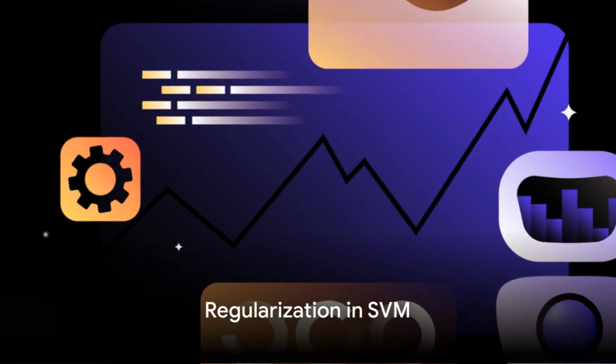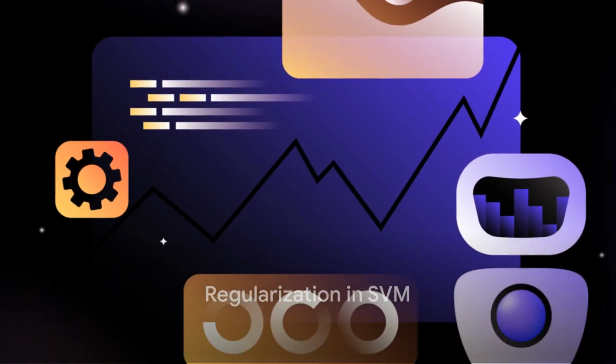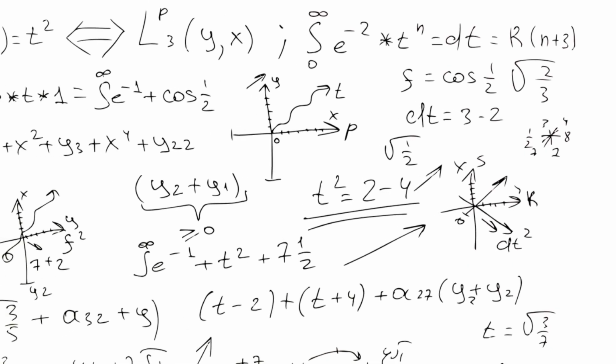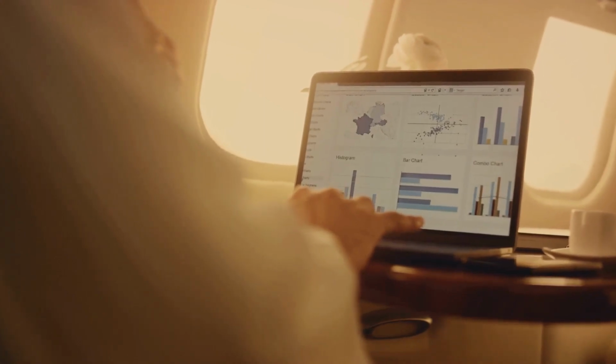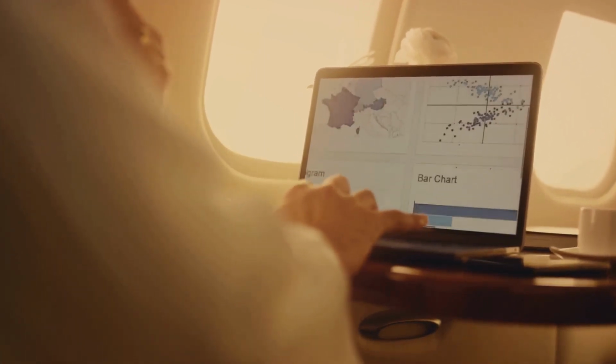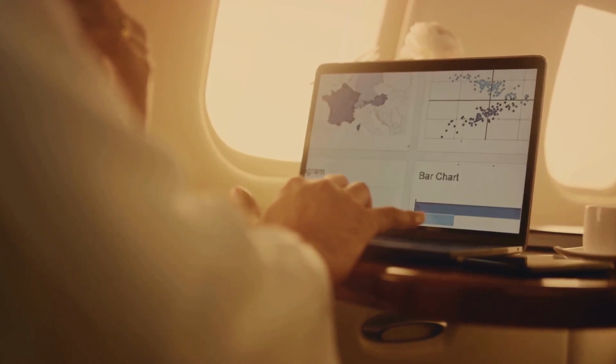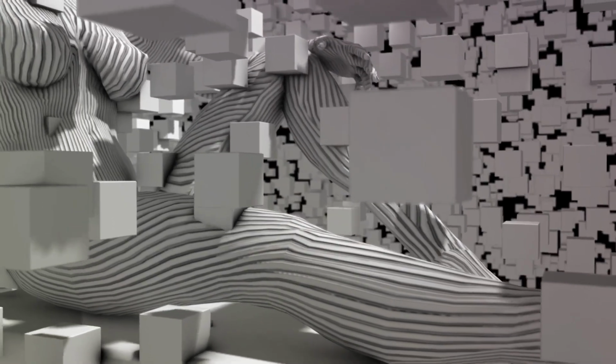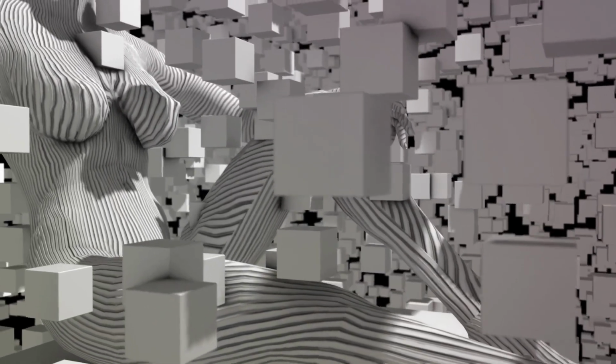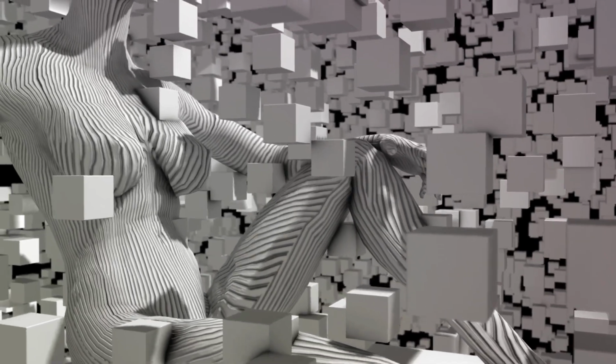But SVM isn't just about finding the best hyperplane and maximizing margins. It also deals with a concept called regularization. Regularization helps prevent overfitting, ensuring that the model performs well, not just on the training data, but also on unseen data. It does this by controlling the trade-off between achieving maximum margin and minimizing misclassification.